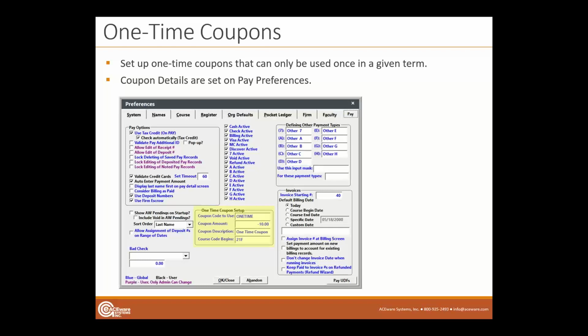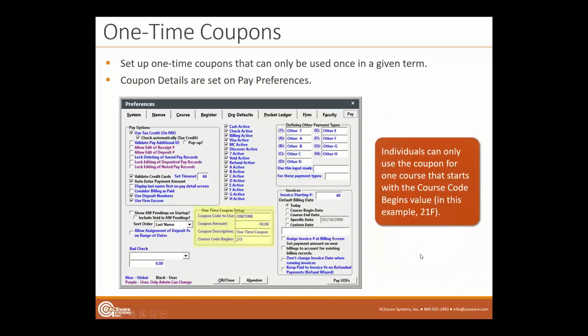You now say that you want to do this every single semester, or you want to do it every year. You can do that. You would just come in here and change the course number or course code begins with. In this case, I'd be doing 21W for winter, and then anybody that's enrolling in the 21 winter classes could use that one-time coupon. So it's essentially not a one-time and that's it per individual. It'd be a one-time per whatever you're putting for course number begins with.